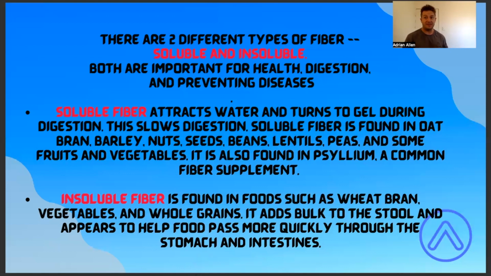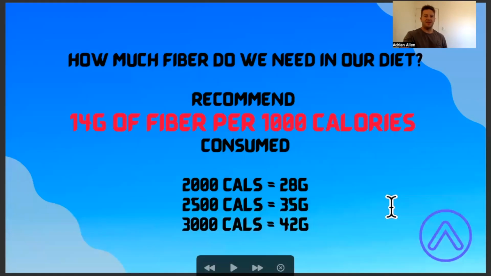You're probably not getting any fiber in your diet, and then it binds it all together and it makes it, I won't say pretty, but you get the message, okay? So how much fiber do we need in our diet? Now, it is recommended that you get 14 grams of fiber per 1,000 calories consumed. So take, for instance, if someone is on a diet of 2,000 calories, you should be getting 28 grams of fiber. If you're on 2,500 calories, you should be getting 35 grams.